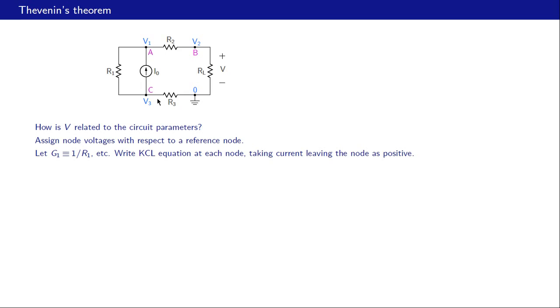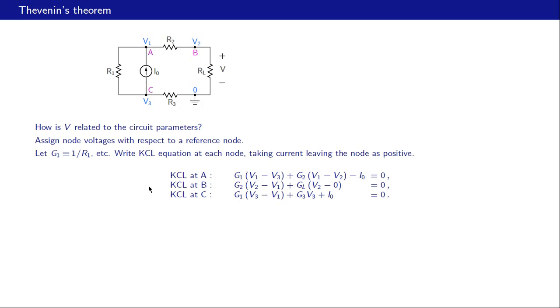And in doing that, let us define G1, a conductance, as 1 over R1, G2 equal to 1 over R2, etc. These are our KCL equations. Let us look at KCL at node A. That is our node A. We have three currents entering or leaving node A. There is one current going like that, and that is (V1 minus V3) divided by R1. So that is G1 times (V1 minus V3). And since that current is leaving this node, we will take it as positive.